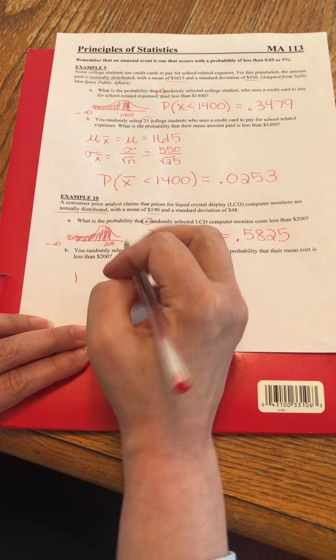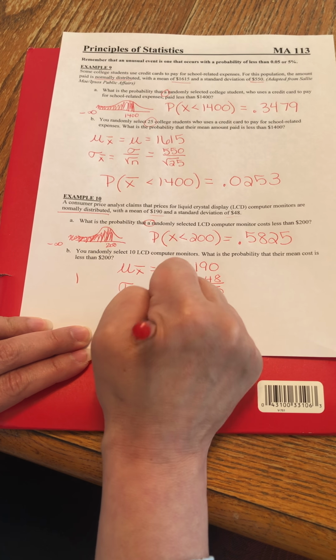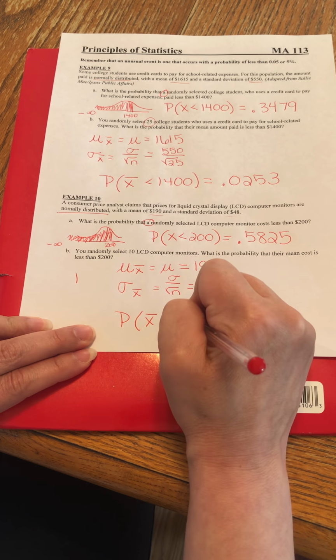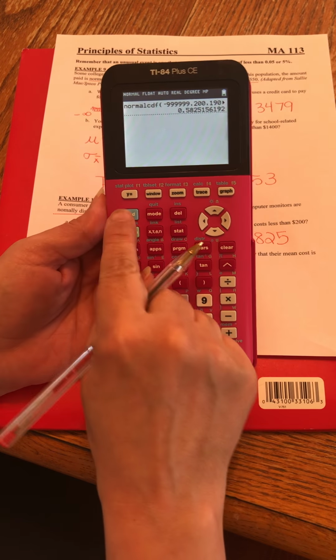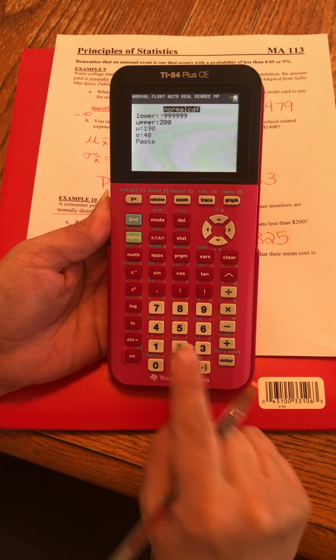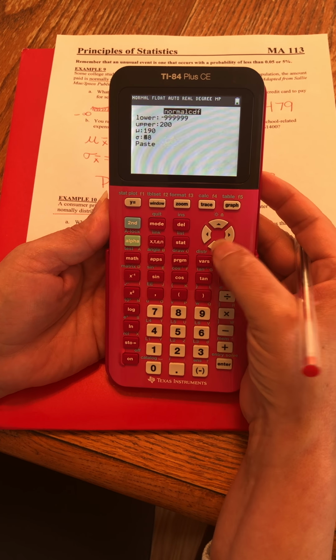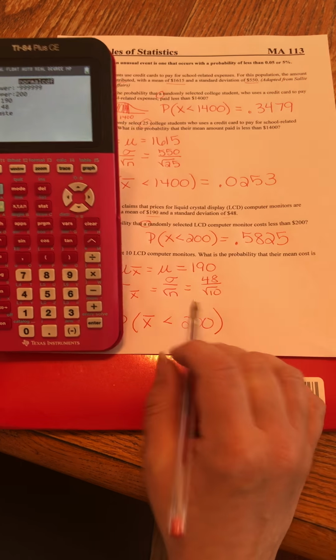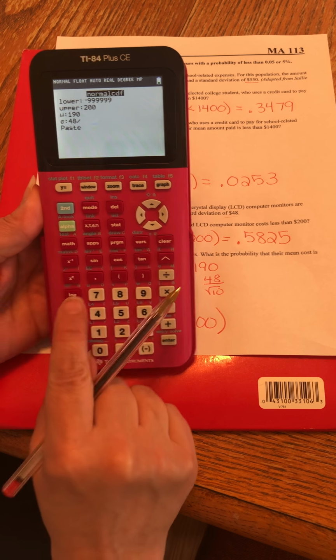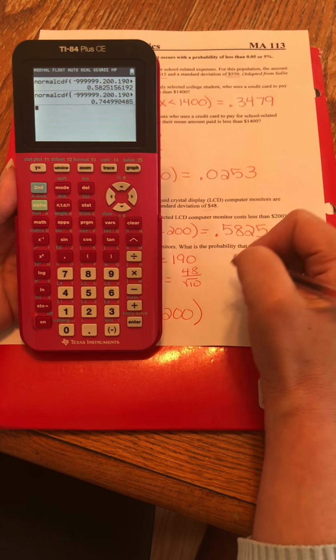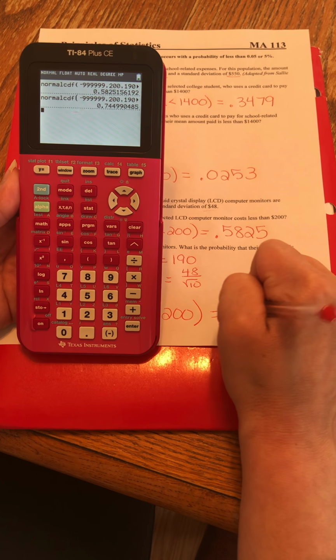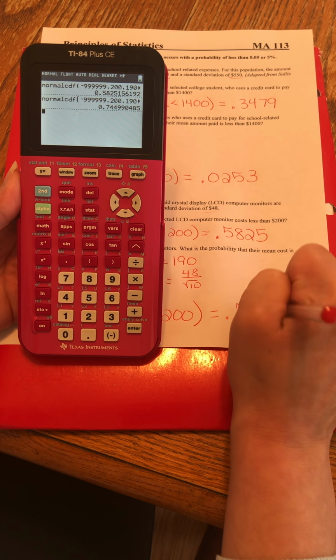Again, it's still the same picture, but now you want the probability of X bar less than 200. Pick up your calculator. Second distribution, number 2, same thing here and here, but now it's 48 divided by the square root of 10. Hit paste and you should get 0.7450. And we are done.